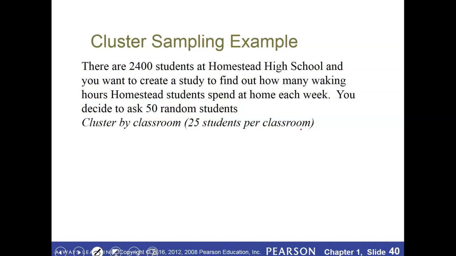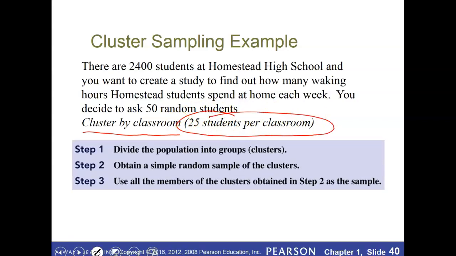And suppose the clusters that we pick are specific classrooms. And suppose that there are 25 students in a classroom. So we would cluster them by classrooms, and I couldn't just come up with a random sample of one classroom because I'd only have 25 students and I really want 50 of them.